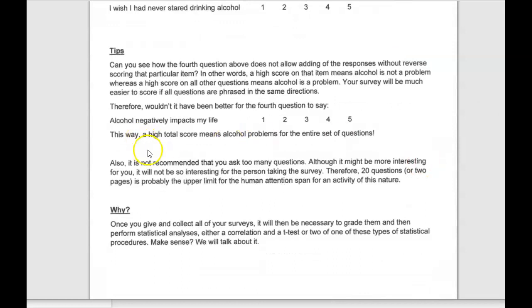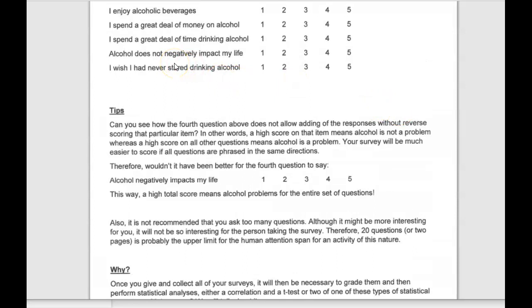Look at this tip here. I could easily change that to alcohol negatively impacts my life. Whereas it used to say, alcohol does not negatively impact my life. If I change the wording just a little bit, now 5 always means that it's a problem. If a person scores 5 on everything, that means that, yeah, this is a big deal and a big problem. But if a person always scored a 1, well, wouldn't that mean that alcohol is not a problem for this person or anything in between? I want all my questions going the same direction.